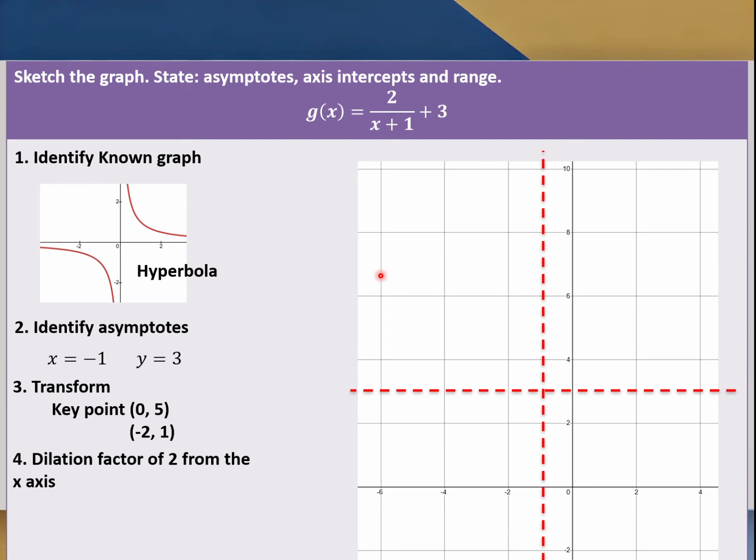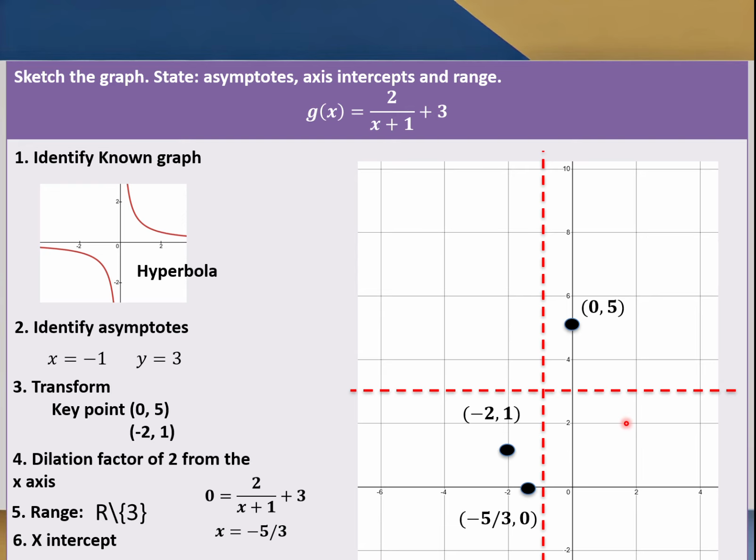The next part is I want to look at the range. With our range for this type of graph, it can be all real numbers except for where the asymptote is. The asymptote is at 3, which means all real numbers except for 3. Then we've got our x-intercept. To find the x-intercept, we make y equals 0, and we solve, and we get x is equal to -5 over 3. That's where I just put in my key points, and then I am able to graph it. Apologies about my graphs, I do not have a touch screen at the moment.